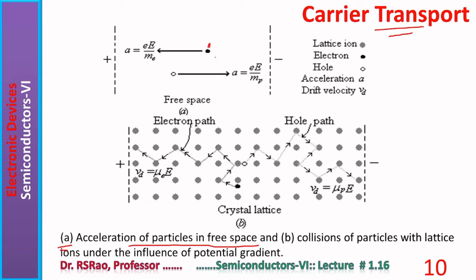So Coulomb's force comes into being, and this force imparts acceleration to the particle. Because of this acceleration, the particle moves towards the positive plate. The acceleration can be found equal to E times the charge on the electron divided by Me. E means potential gradient, and Me stands for effective mass. Similarly, holes move towards the negative plate. This is the situation when electrons and holes are in free space.